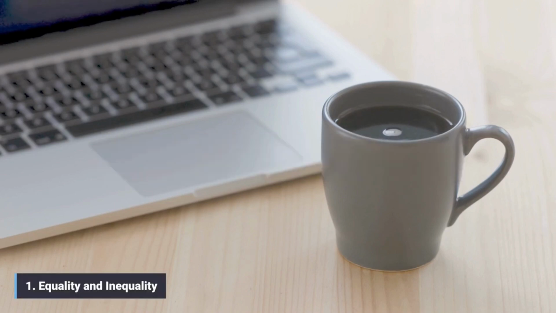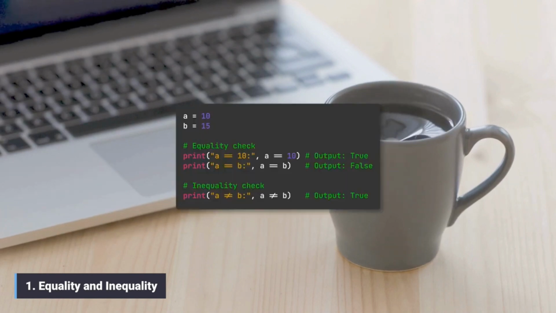1. Equality and inequality. The most frequent comparison is checking if two values are equal, using the == sign, and checking if they are not equal, using the exclamation mark followed by the equal sign.